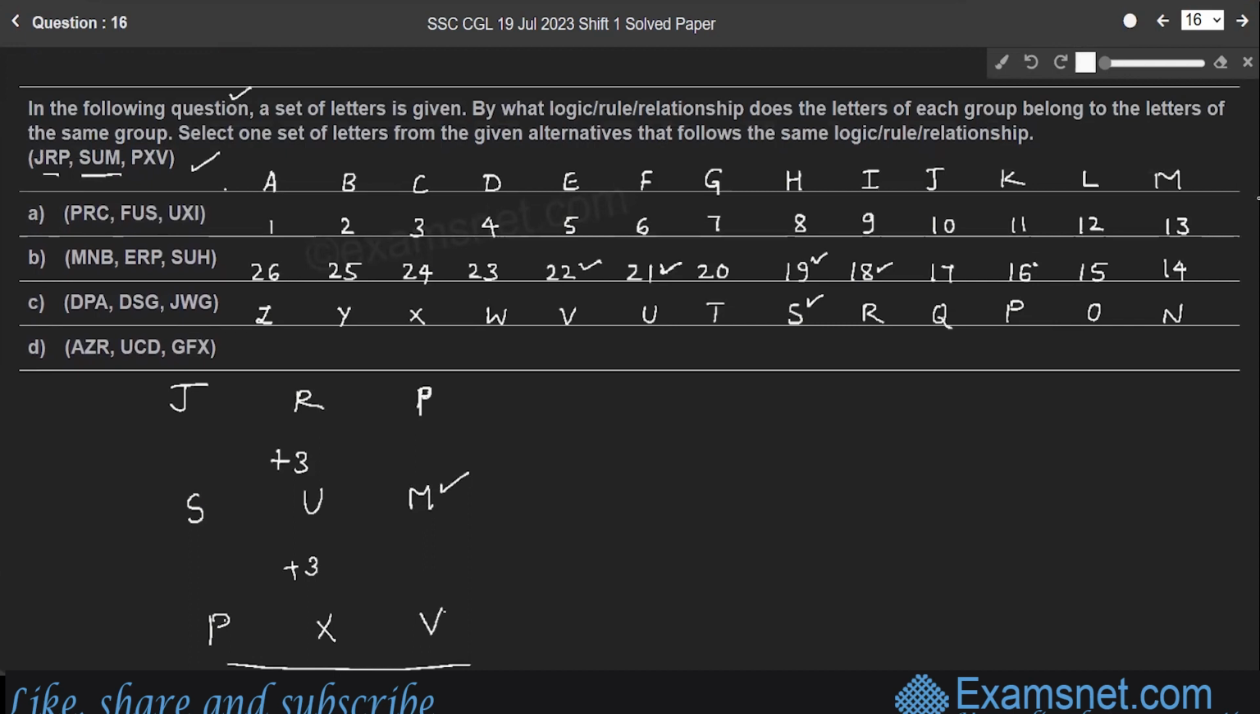PXV. This is how the clusters are related in the first set. So among the 4 options, let us directly consider option D, which follows the same logic. So let us check AZR. Consider A plus 3. 1 plus 3 is 4, which is D, at last. Z is 26 plus 3, which is C. And R is 18 plus 3 is 21, which is U. So AZR is related to UCD, which is the second cluster.